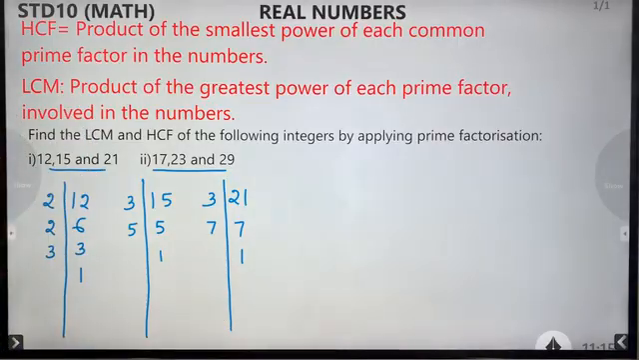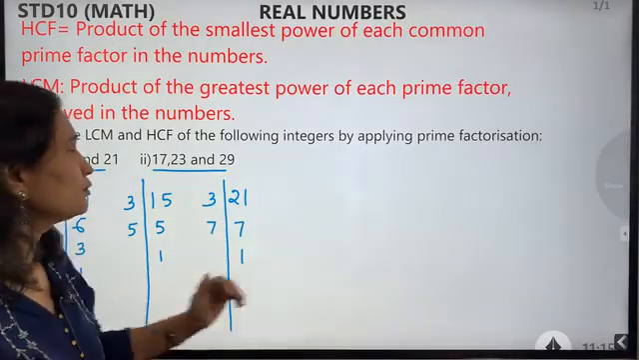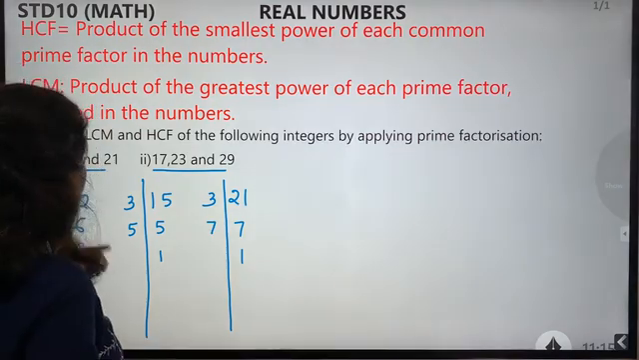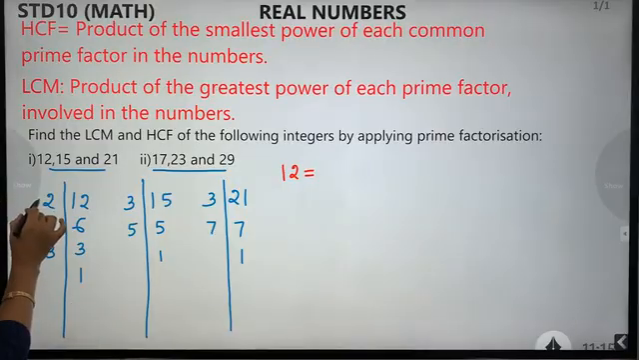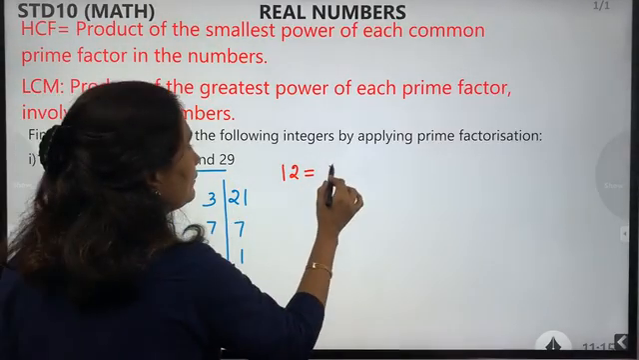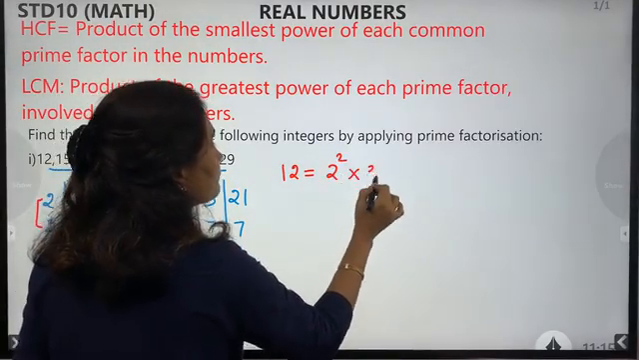Prime factorization was easy, but then how do you write it over here? So 12, how do I write over children here? 2 is repeated, right? So I will write 2 to the power 2 into 3, correct?